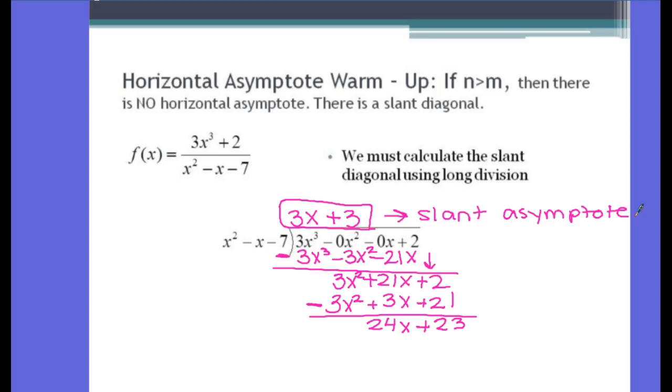Once you have a line, you're done. A slant asymptote is an equation of a line. Think about when we write asymptotes in general for vertical and horizontal. Verticals are x equals because they're up and down. Horizontals are y equals because they're left to right. So this is a y equals, and it is an equation of a line.